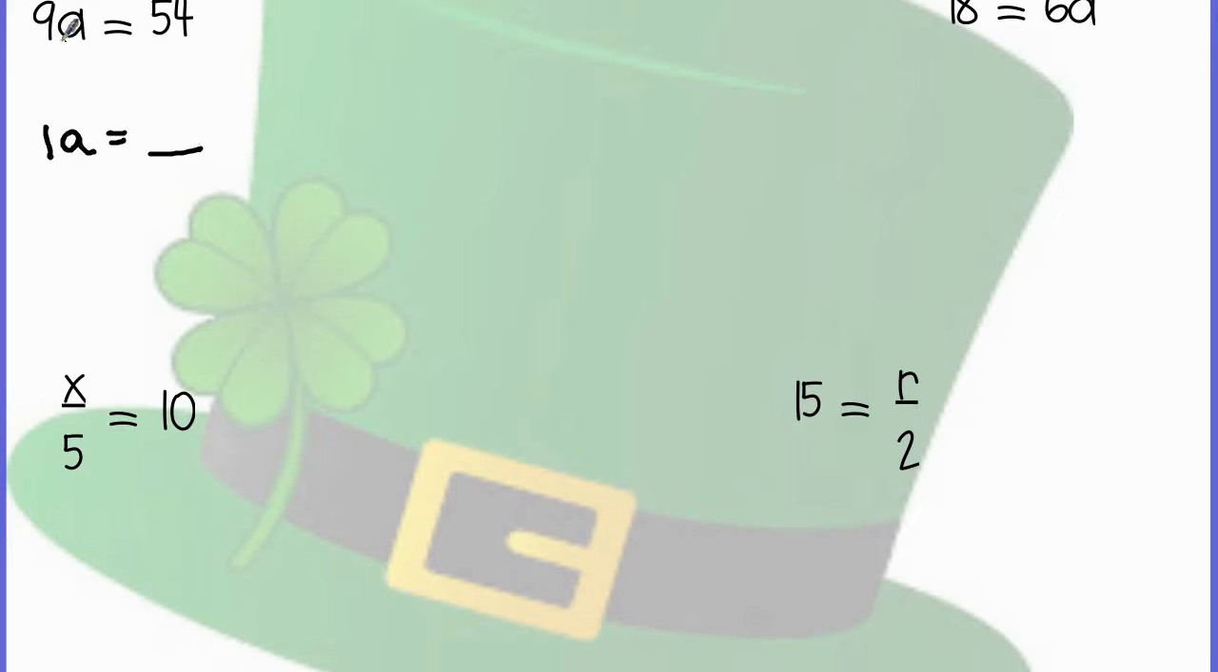So in order to get this 9 to go from 9 to 1, I know that I have to divide by 9. And I know that what I do to one side, I have to do to the other. 9 divided by 9 is 1. 54 divided by 9 is 6. And anything times 1 is itself. So this tells me that a has to be equal to 6.